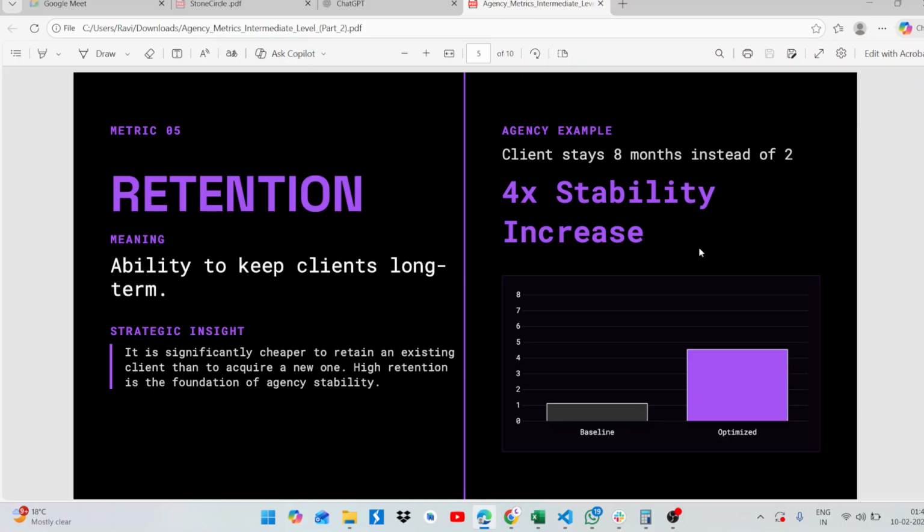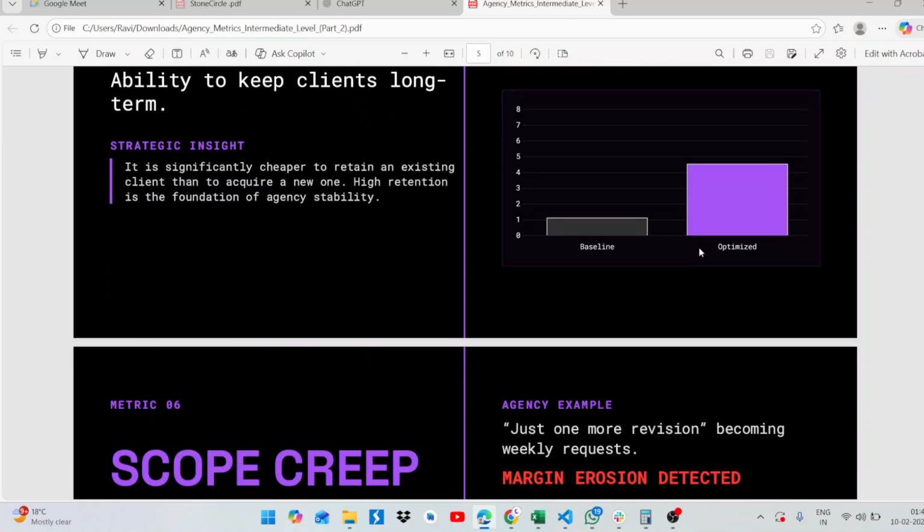So that is the reason why it's very important, and it takes much less to retain an existing client than to acquire a new one. So the higher the retention rate, that is the key for agency stability. No matter how many clients you're bringing in, if your retention rate is very low, then you're not able to be stable at all. And if you're not able to acquire new clients, then your agency collapses. So retention is very important. Even if you do not get new clients, if you retain them, then ideally you're doing a very good job at what you do.